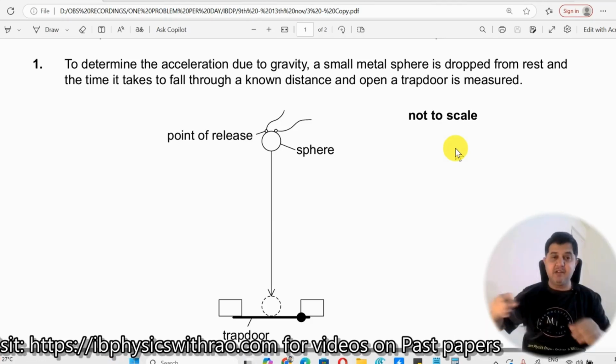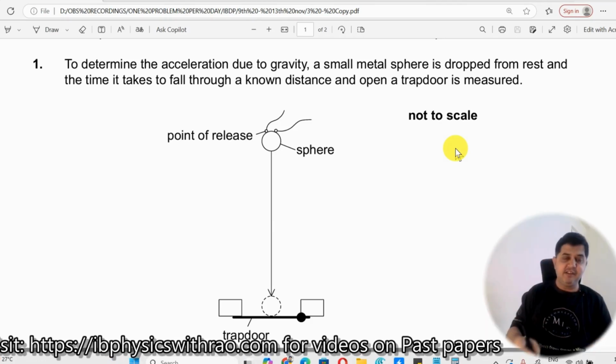Okay, so, the third question. To determine the acceleration due to gravity, a small metal sphere is dropped from rest and the time it takes to fall through a known distance and open a trapdoor is measured. You are releasing an object from here. At the moment it falls here, you open the trapdoor, and this is the trapdoor. Maybe you have put the sensor here and you are finding out the time taken.